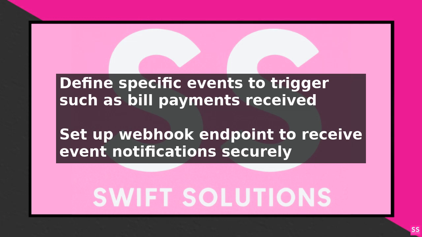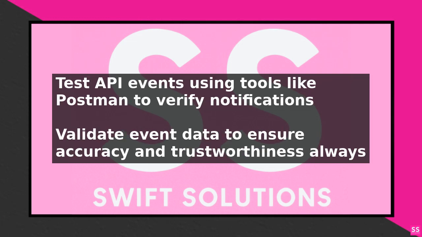Best practices for setting up Bill.com API events include using secure authentication methods, such as OAuth, and validating the event data to ensure it is accurate and trustworthy. By following these steps and best practices, you can successfully set up Bill.com API events and start automating your accounting processes, freeing up more time to focus on your business.